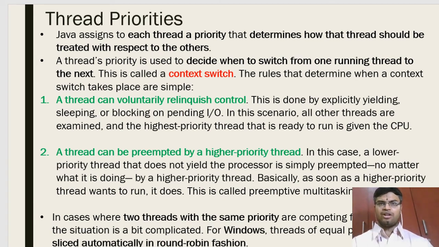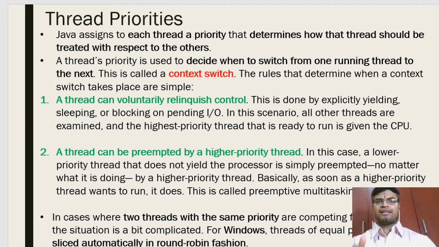Okay, so you can see there on the screen, it says that a thread's priority is used to decide when to switch from one running thread to another. This is called context switching. There are 2 ways in which context switching can occur. There are 2 main rules. These are very important rules, so listen carefully.